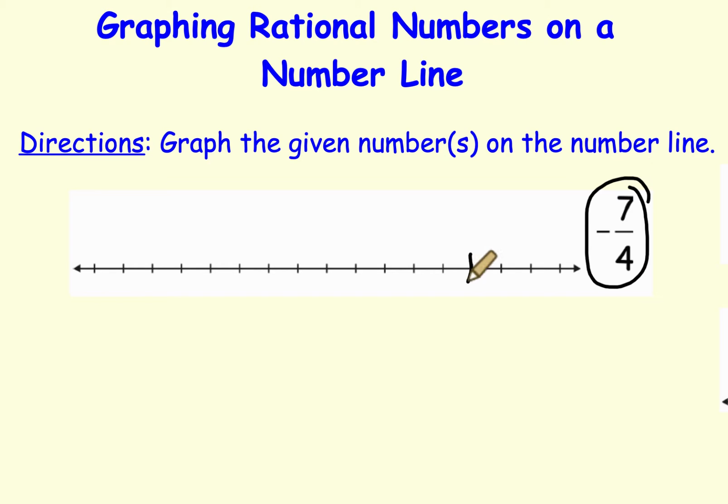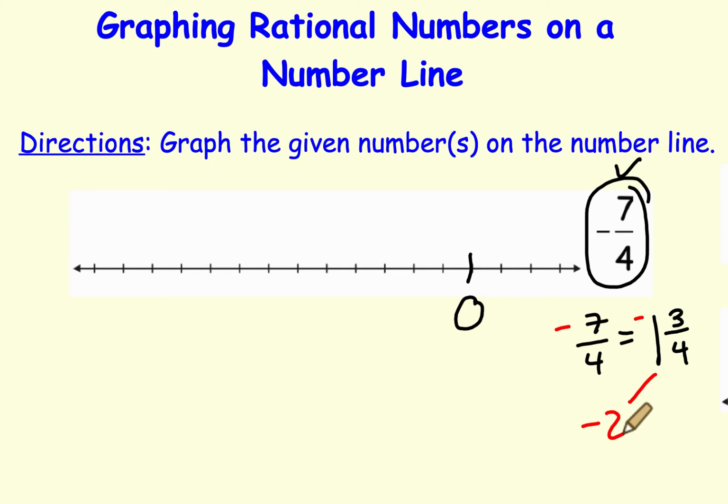On the left side, this is a negative number. I know it needs to be to the left of 0. So here's where I'm going to mark 0. And it's kind of hard when you have an improper fraction to look at what it's between. So if I convert 7/4 to a mixed number, 4 goes into 7 once with 3 left over. It gives me 1 3/4. And because these are negative, I know that this lies between -2 and -1.